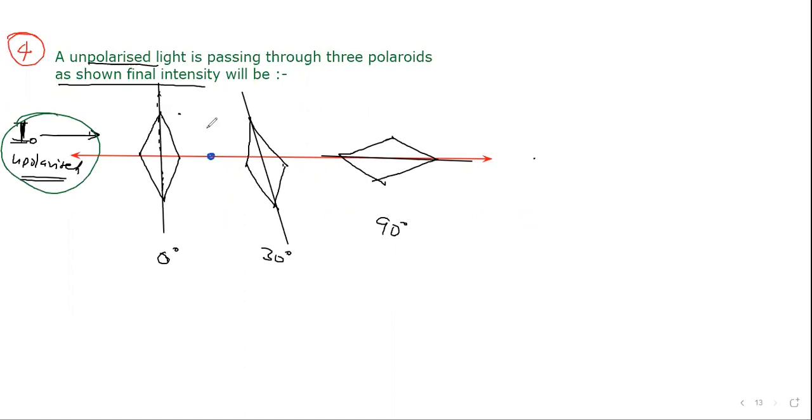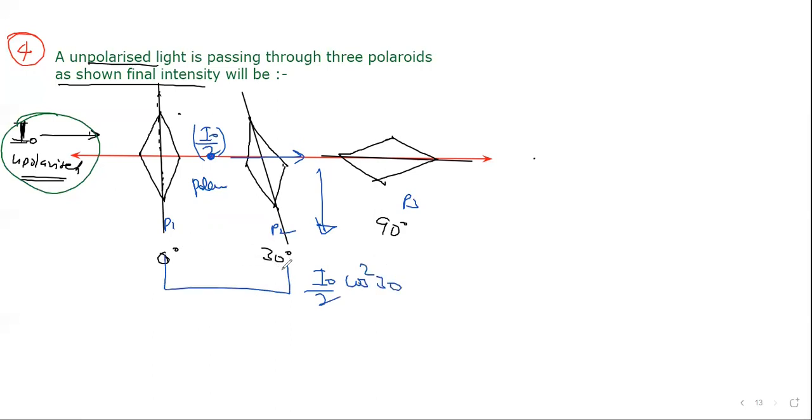So here the intensity will be half of that, I naught by 2. Hope you understood that when unpolarized light is incident on a polarizer, the intensity directly becomes half, I naught by 2. Now this light is polarized, and it's passing through the polarizers P1, P2, and P3. After passing through P2, what's the intensity? Here we have Malus law. So it becomes I naught by 2 and cos square 30. The angle between these two is 30 degree, given.